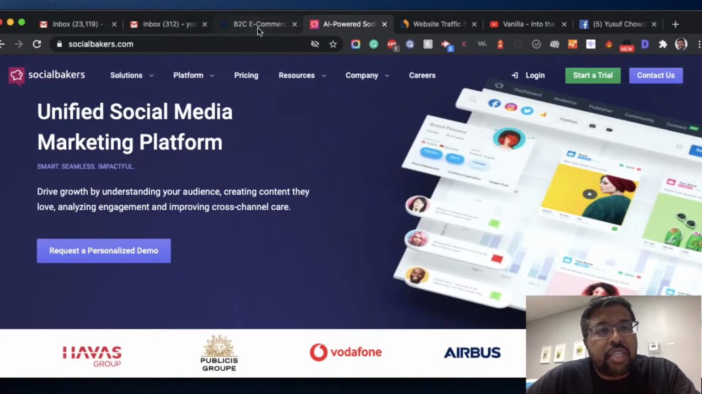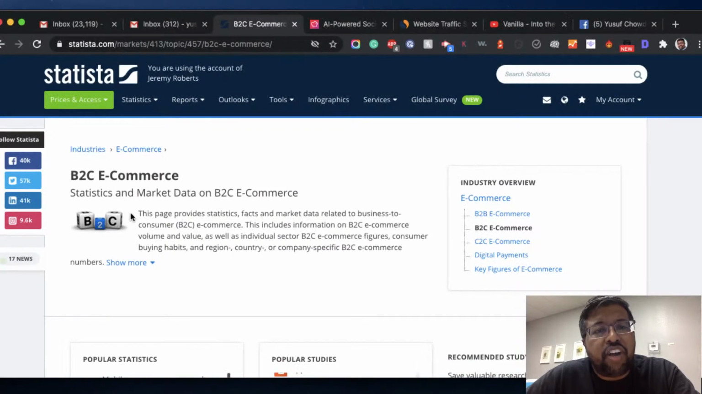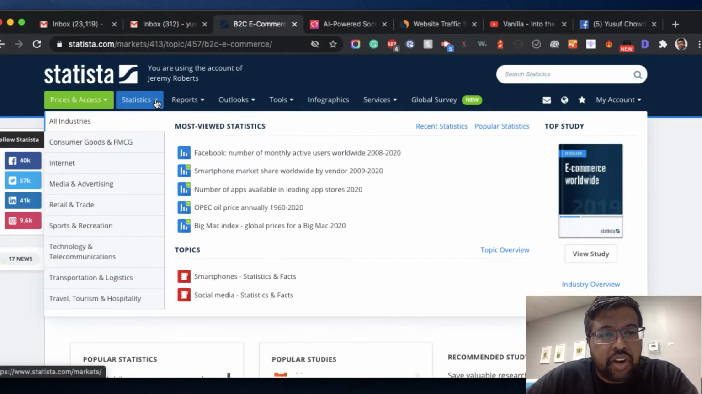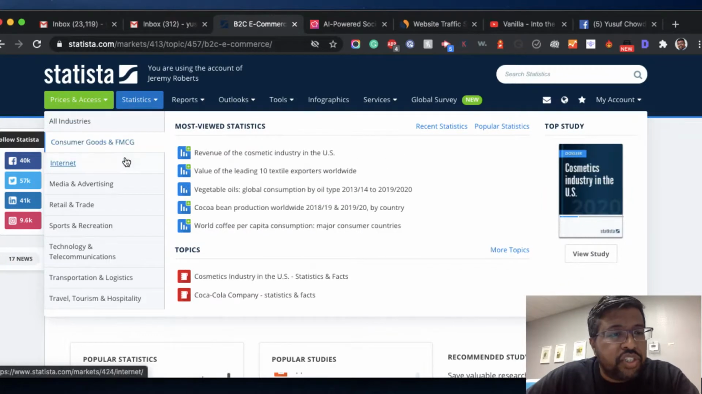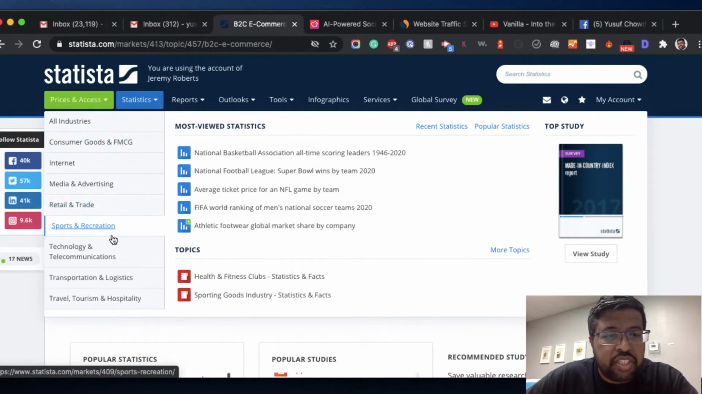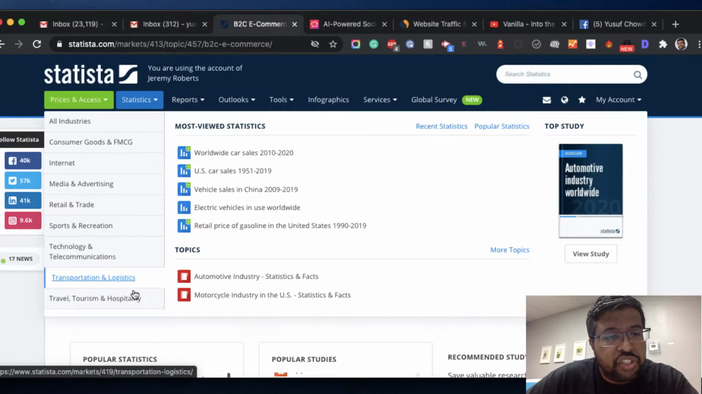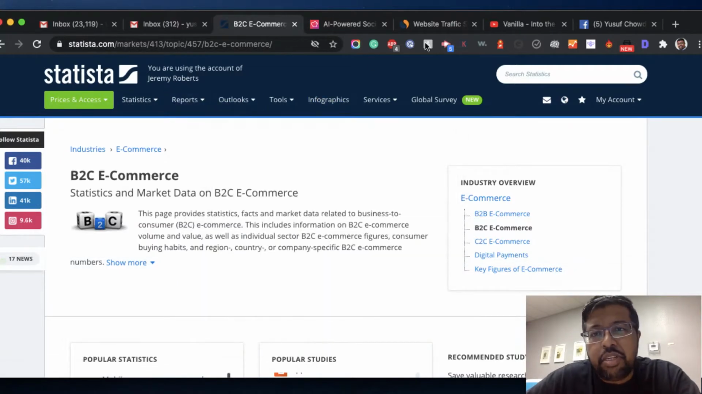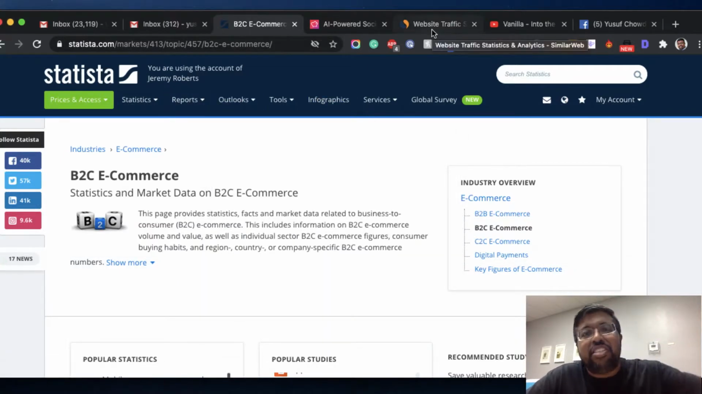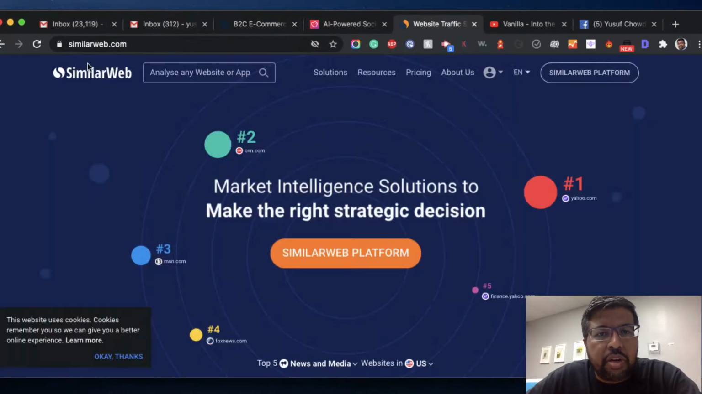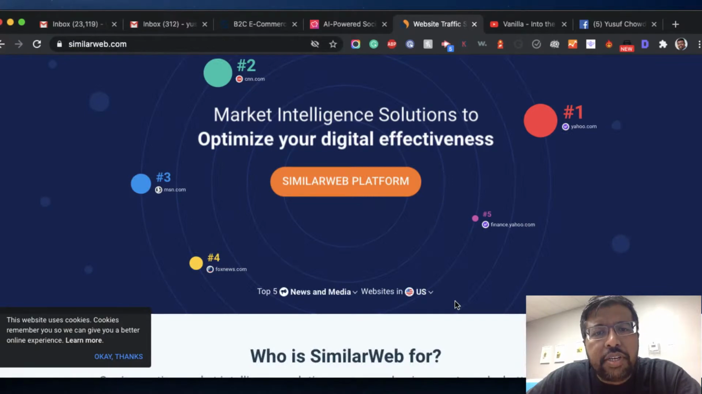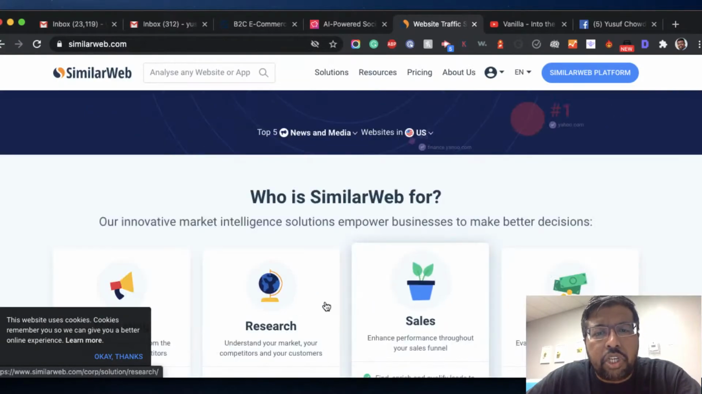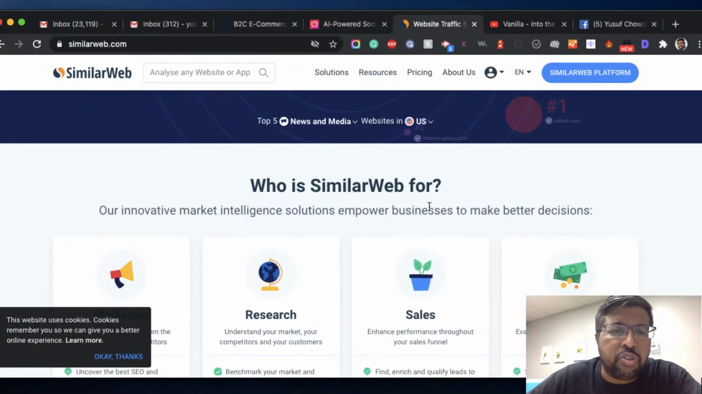So Statista is one. They cover a wide variety of topics, not just marketing. They cover everything from consumer, internet, media, retail, sports, technology, transportation, travel, and whatnot. Okay, very good stuff. And most of it is very simplified in infographic format, so it doesn't really put a lot of detail, just one or two charts, and that's about it. This is the one called Similar Web. You can look at your competitor and see how they look compared to other sites.